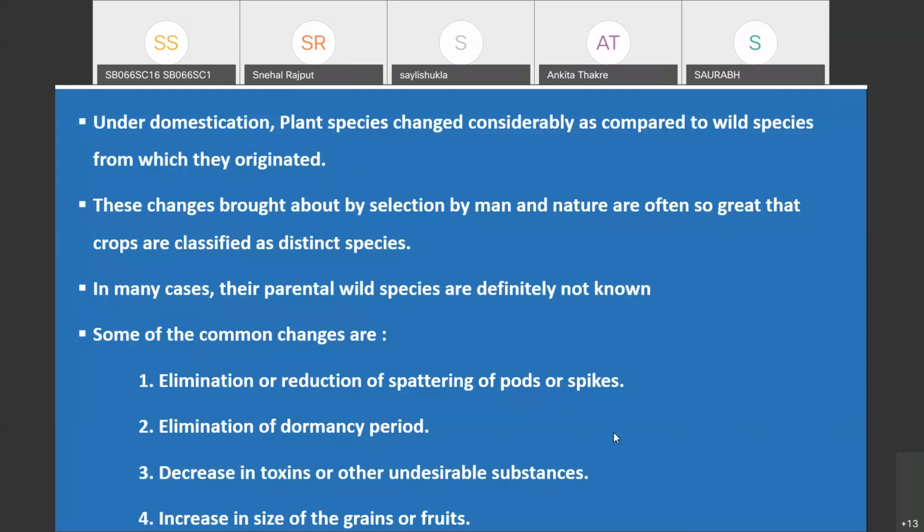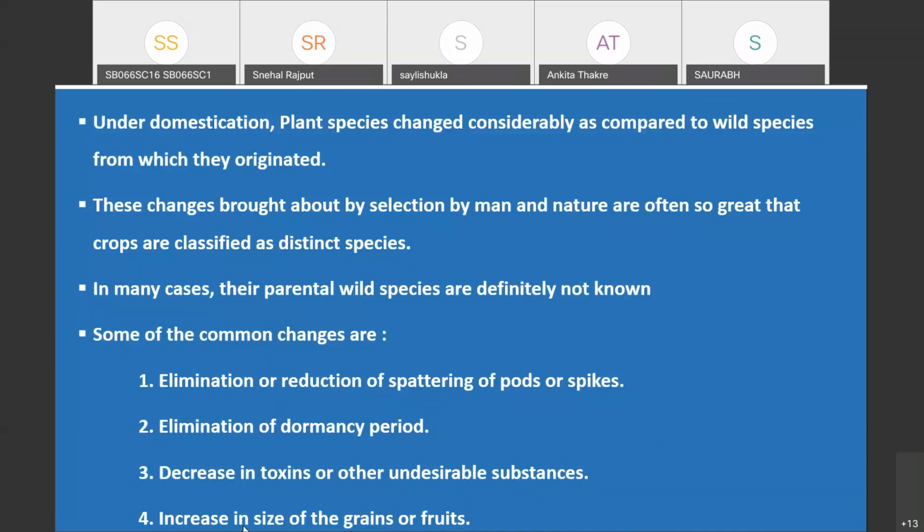Okay, the third one, here we are discussing the decrease in toxins or the other undesirable substances. For example, the bitter, kadvatpana, bitter principle in the Cucurbitaceae. Okay, bitter principle in the Cucurbitaceae provides the classical example. Okay, decrease in toxins or the other undesirable substances.